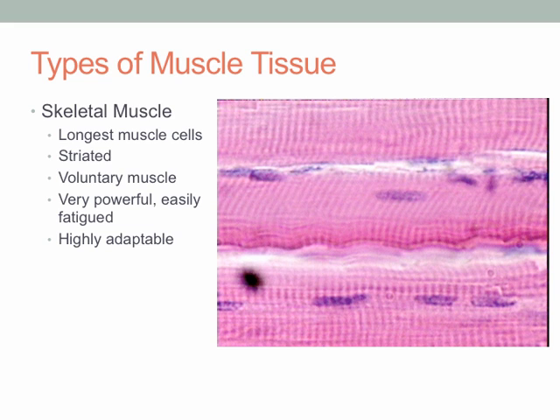Very powerful, easily fatigued. Also, it is highly adaptable. This is another unique feature of skeletal muscle. It can be controlled. The strength of contraction can be graded. So it can be a very small contraction to lift a paperclip, say, or very highly graded to produce a very powerful contraction to lift something very heavy.